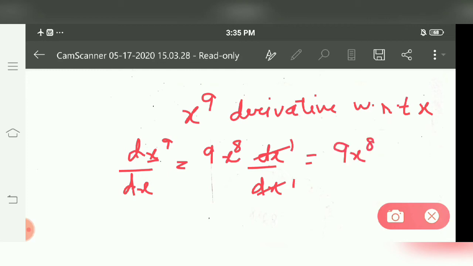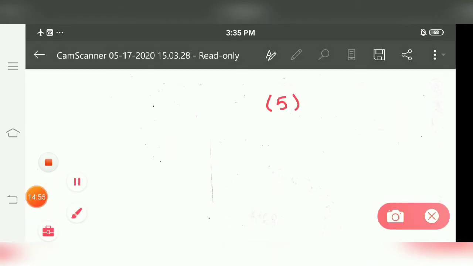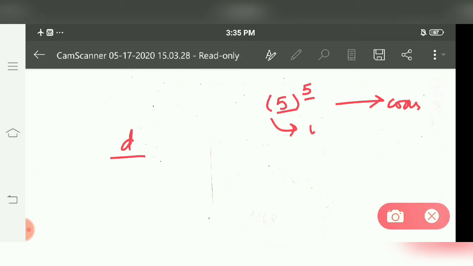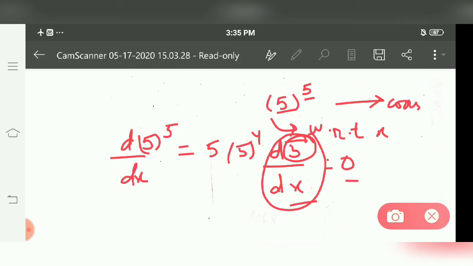Now if I have 5 raised to power 5. 5 is a constant. It raised to power 5 is also going to be a constant. So the derivative of a constant, what do we get? Again, I am taking its derivative with respect to x. d by dx of 5 raised to power 5. Applying the formula, 5 in front, 5 with 1 power less, that is 4, and again the derivative of the base. The base is here 5, d by dx. Now 5 is constant with respect to x, so its derivative is 0. So 0 into something is 0. So its result is going to be 0.